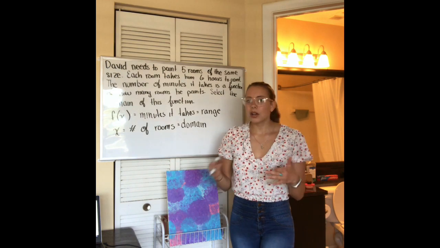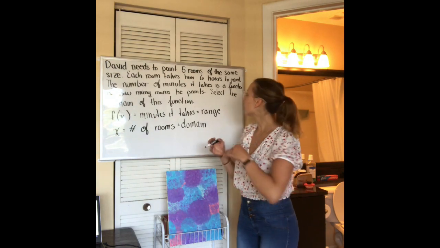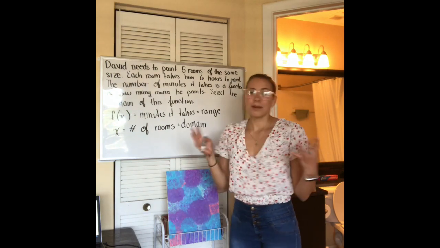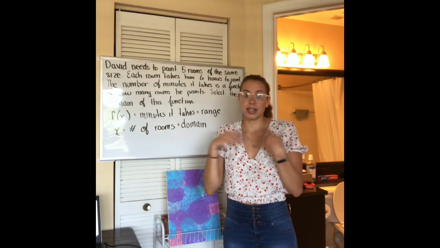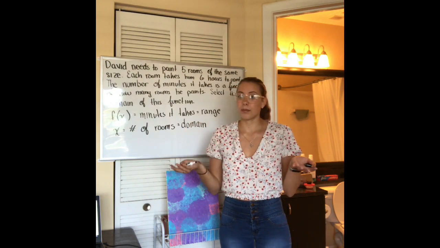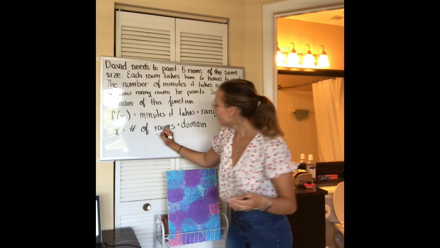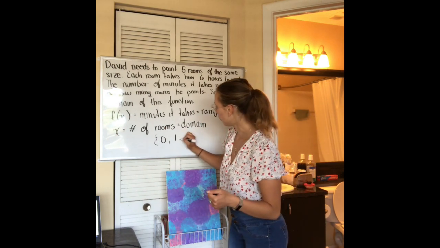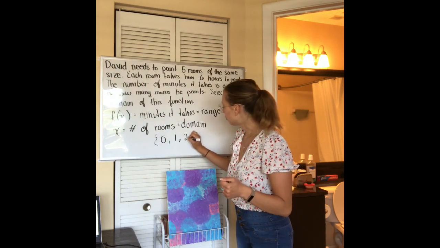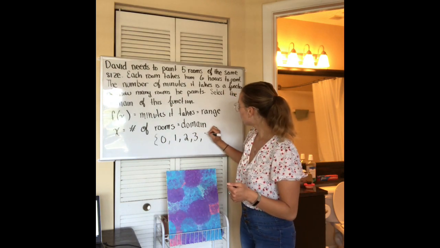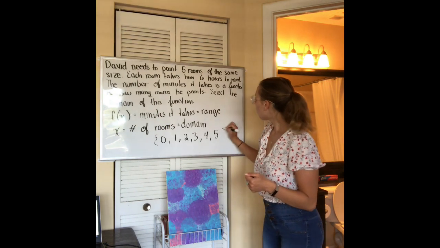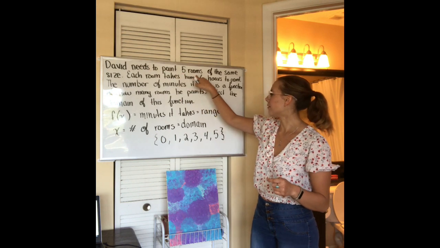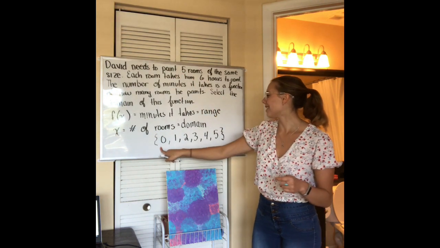Now David is not going to paint a fraction of a room. He's going to only paint whole rooms, so we're using whole numbers. David might not paint any rooms, right? I mean, I don't need any rooms in my house painted, so David's not going to come paint in my house. So my domain is he could paint 0 rooms, he could paint 1 room, he could paint 2 rooms, 3 rooms, 4 rooms, or 5 rooms. Because in this situation, David needs to paint 5 rooms. So our domain is 0 through 5.